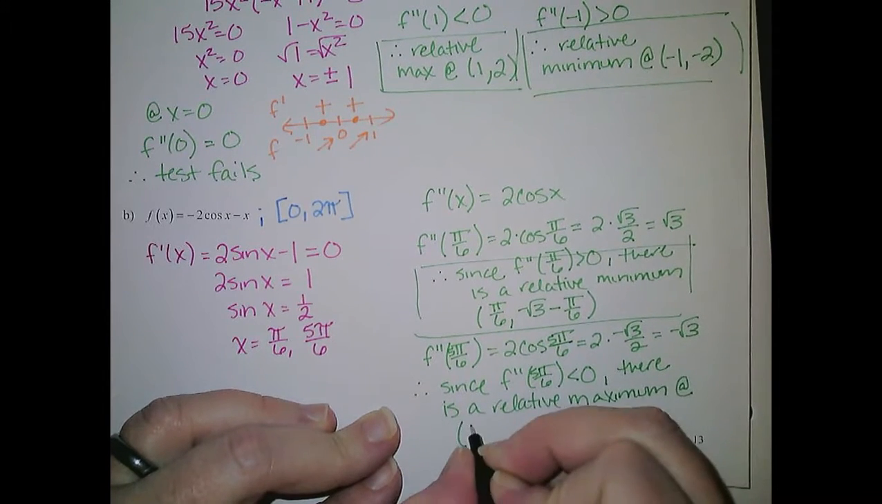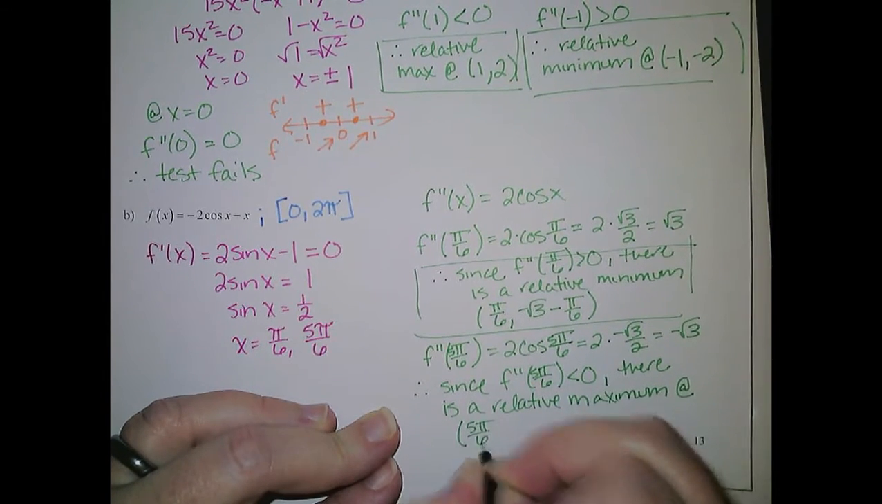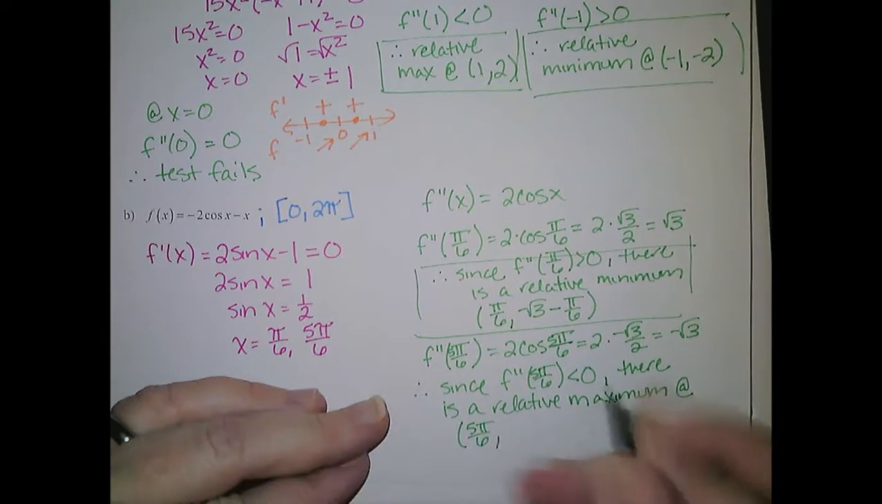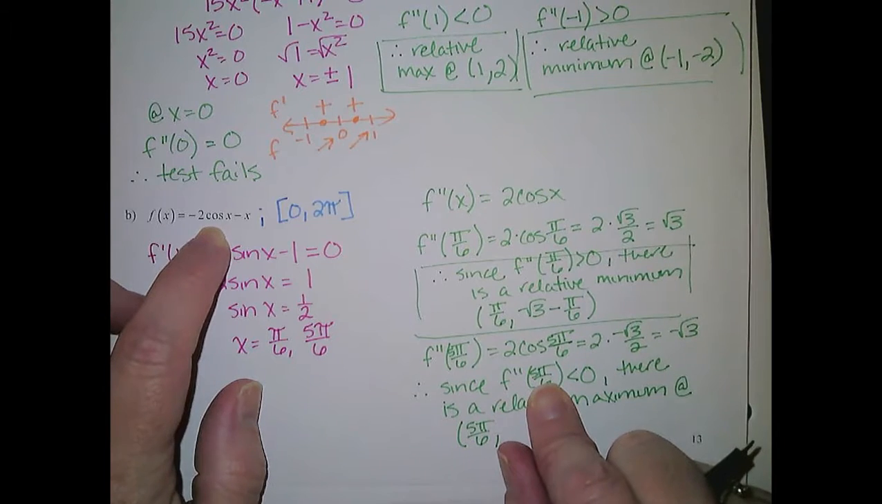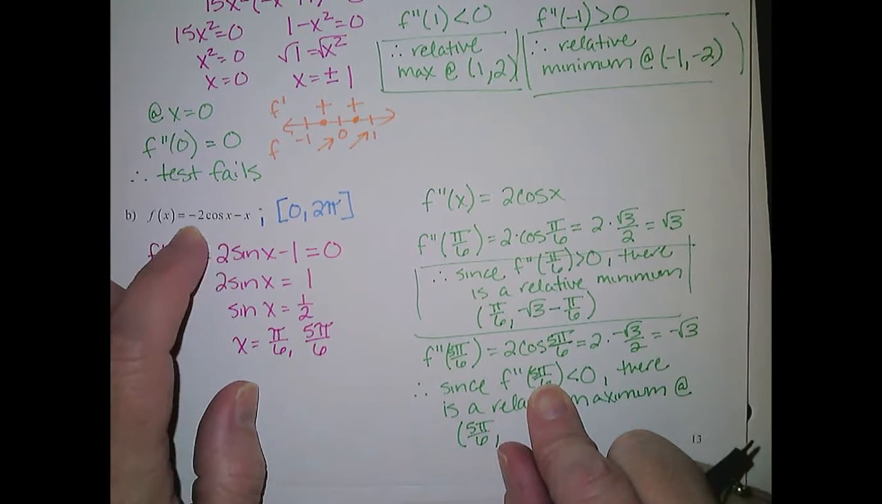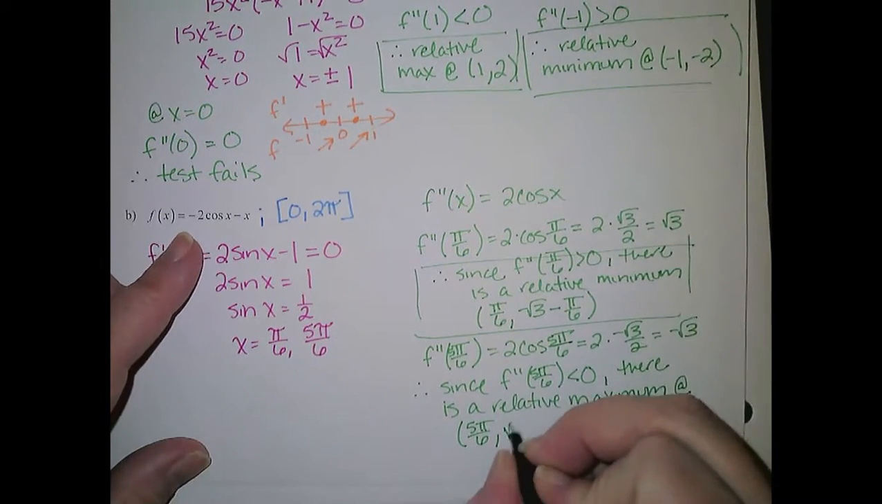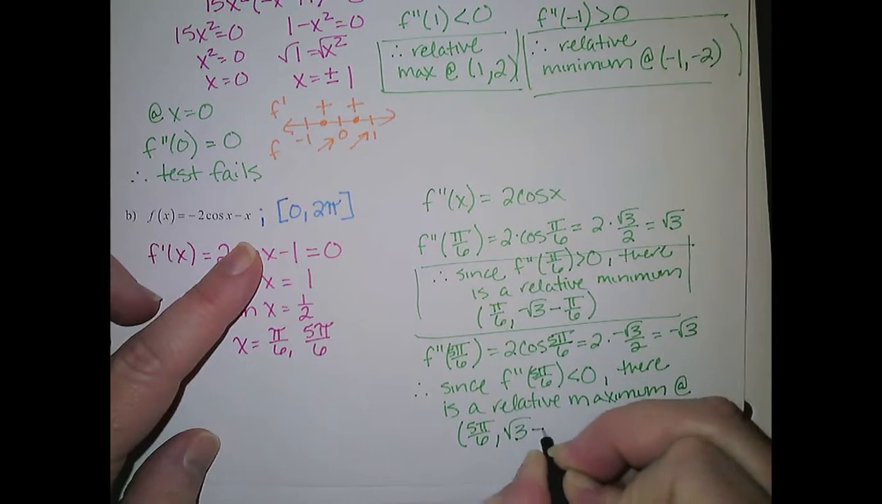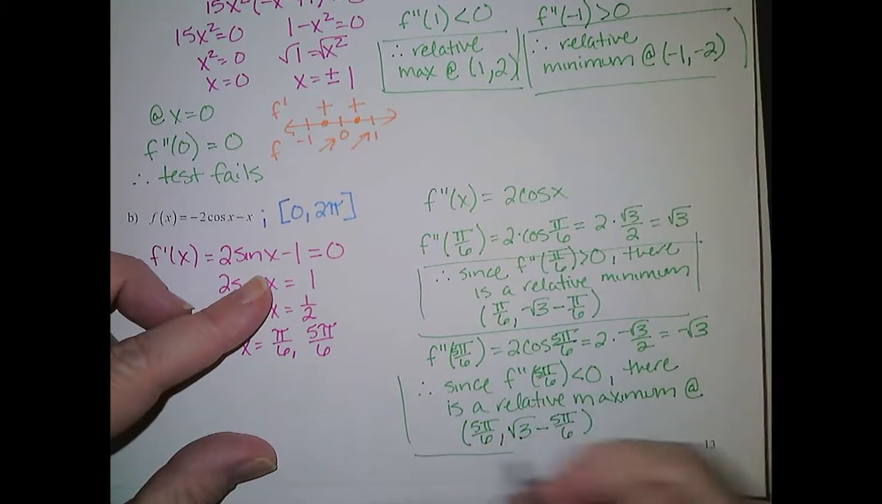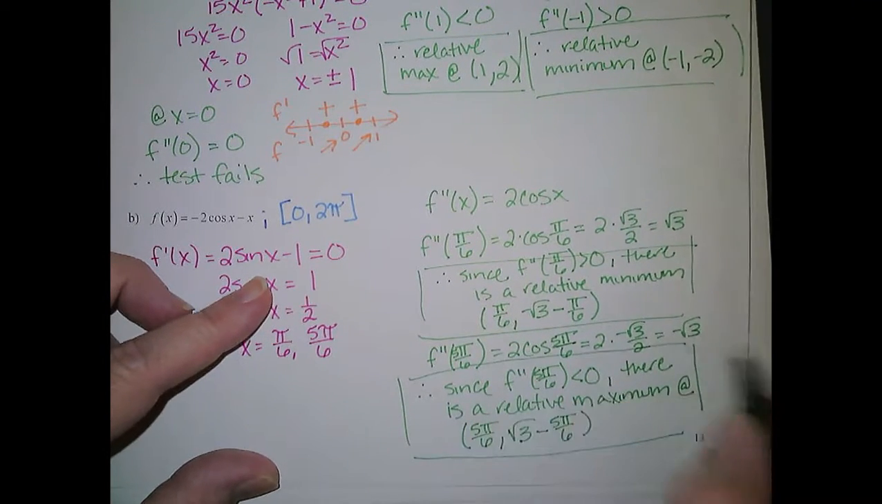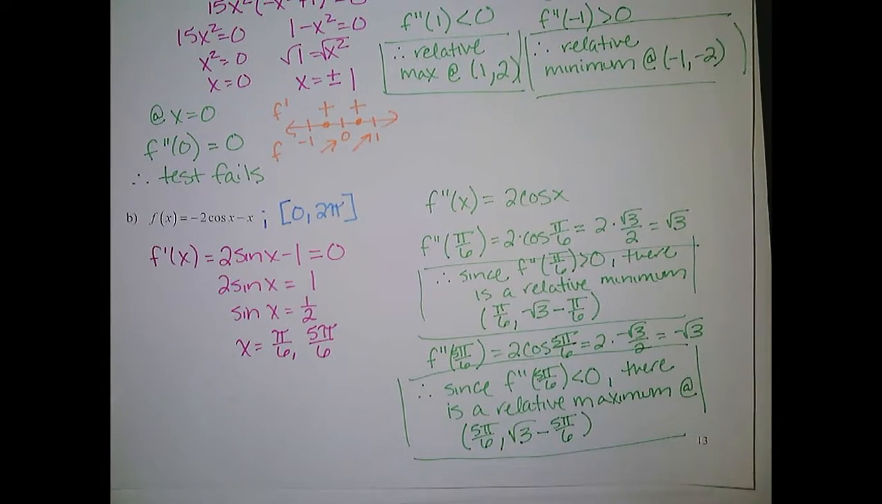Where x is 5 pi over 6. And if we plug 5 pi over 6 back into our original function, we have cosine of 5 pi over 6 times negative 2, which this time will give us a positive square root of 3, minus x, which is 5 pi over 6. So we have a minimum at pi over 6 and a maximum at 5 pi over 6.